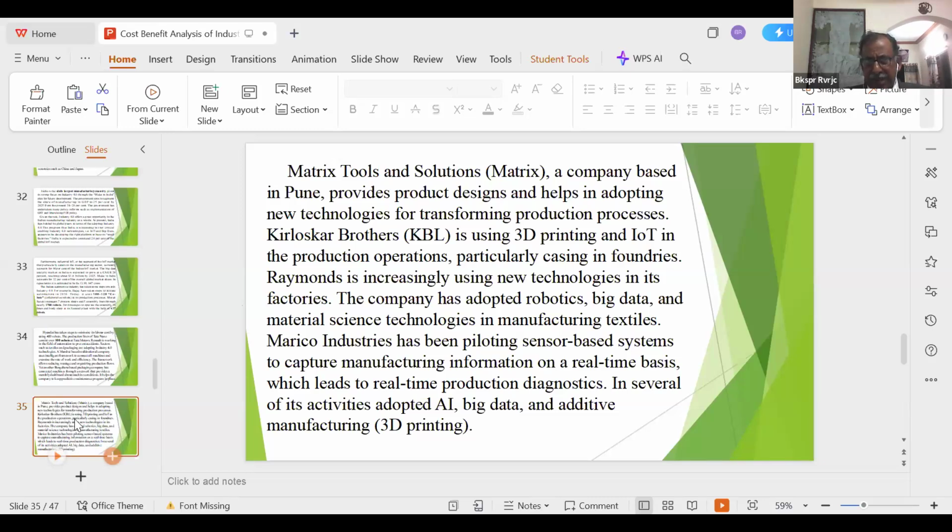Marico Industries has been piloting sensor-based systems to capture manufacturing information on a real-time basis, which leads to real-time production diagnostics. In several of its activities, it has adopted artificial intelligence, big data, and additive manufacturing, 3D printing.